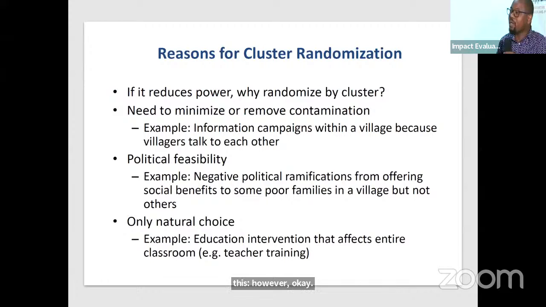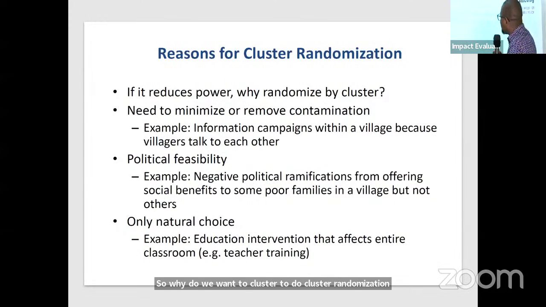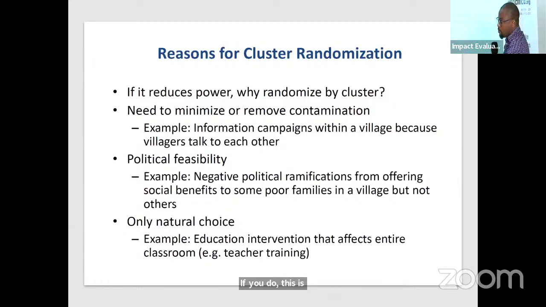So why do we want to do cluster randomization? If it reduces power, because we need more clusters to increase our ability to reject the null. Are we together? If it reduces power, why randomize by cluster?